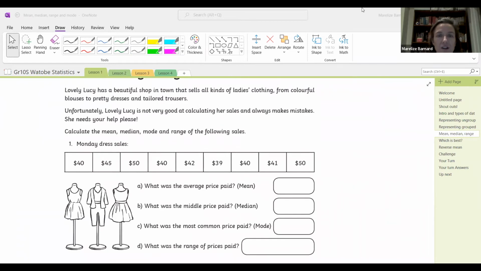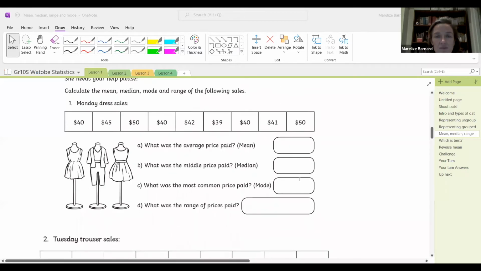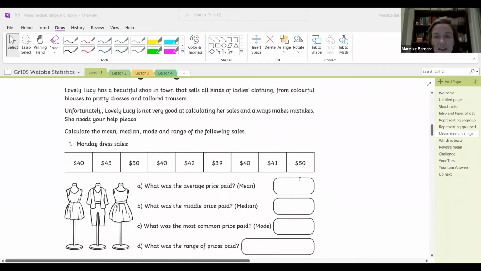So she's not very good at calculating her sales, always makes mistakes. So she needs your help. Calculate the mean, median, mode, and range of the following sales. Okay, so I'm going to give you 3 minutes to do this one. Here's the Monday dress sales. Calculate the mean, the median, mode, and the range. And don't forget, you have to put the numbers in ascending order.